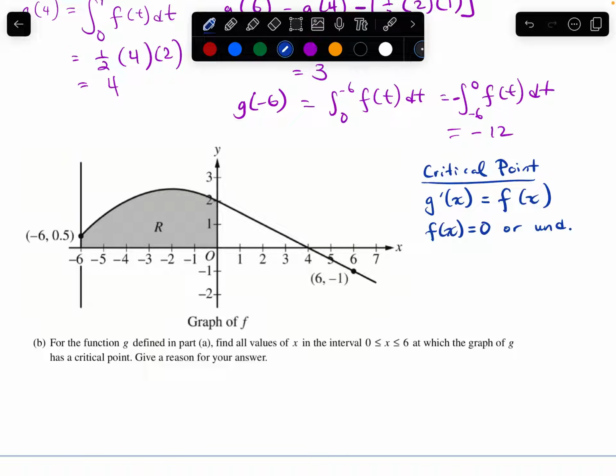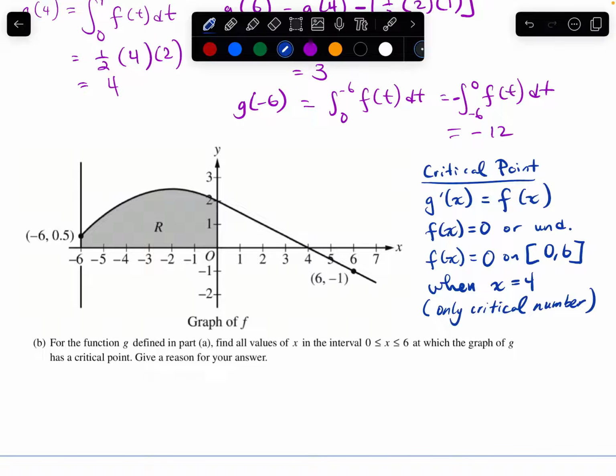We can see that f of x is defined across our entire interval from 0 to 6, so there's no place where it's undefined. But we do see that f of x is equal to 0 on our interval 0 to 6 when, ask yourself, do I see it? Yeah, when x is equal to 4. So this is our only critical value, our only critical number or critical point. This is the only value for which f of x is equal to 0, since there's never a place where it's undefined on 0 to 6. Okay? And that's pretty much all we needed for that part.